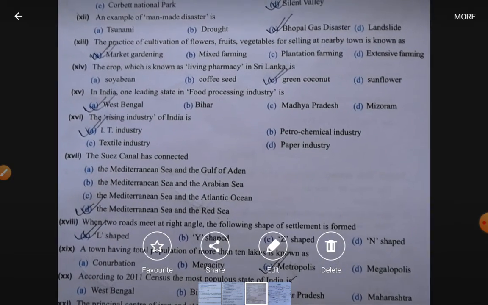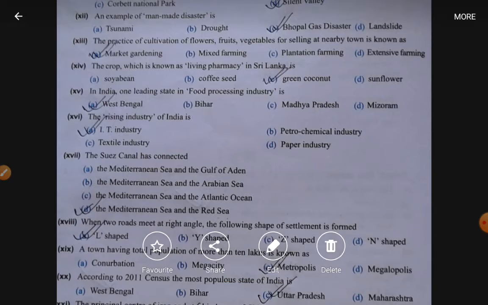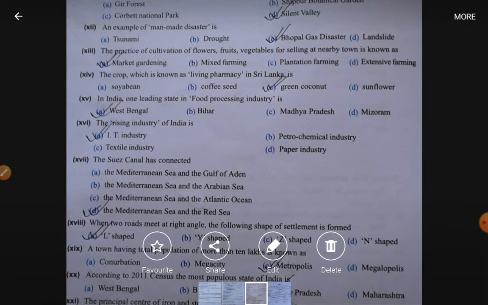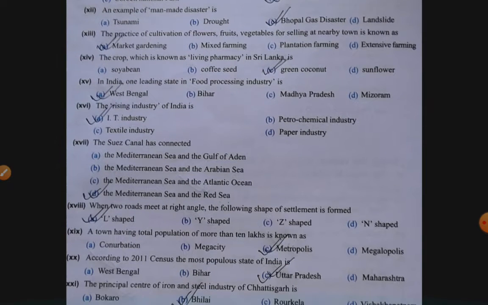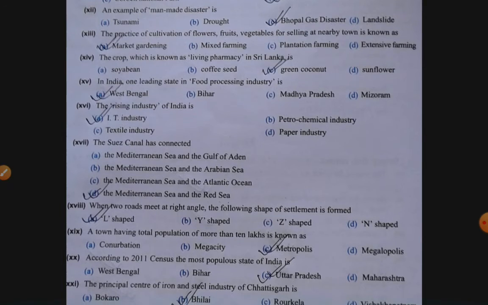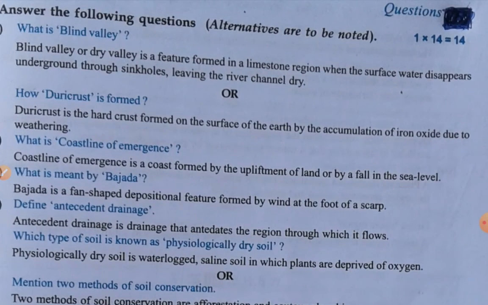तिमीहरु populous र density मा कन्फ्युज नहुनु, सबैभन्दा ज्यादा पपुलेसन भएको स्टेट चाहिँ उत्तर प्रदेश. ओके. The principal center of iron and steel industry of Chhattisgarh is Bhilai. Okay. So this is 21 questions, that is multiple choice.